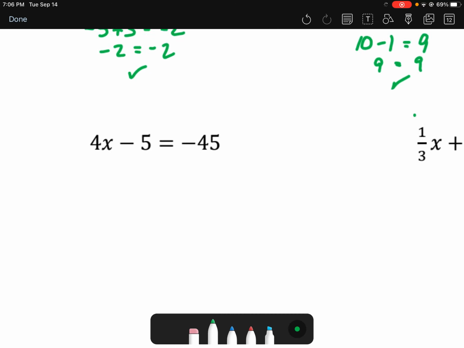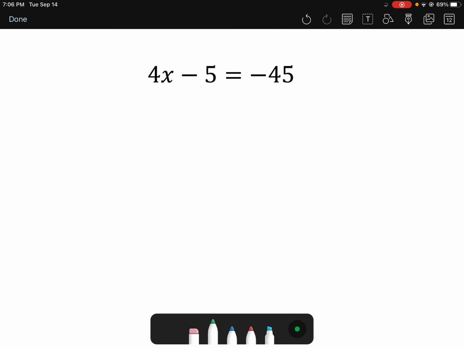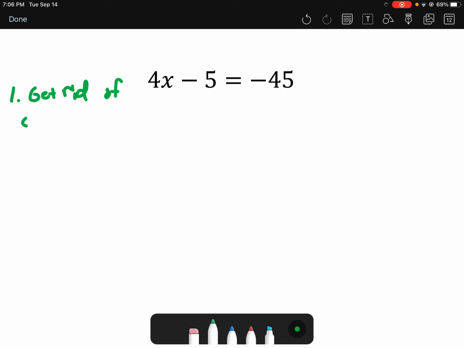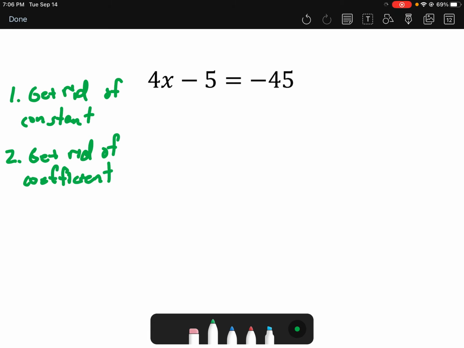All right. Scrolling on down. Now we have our two-step equations. I like to break these up into little steps. First step is to get rid of your constant. After you get rid of your constant, you can go ahead and get rid of the coefficient. So we get rid of the constant first, then we get rid of the coefficient, and then be sure to check.